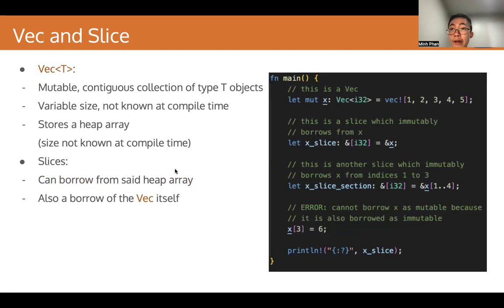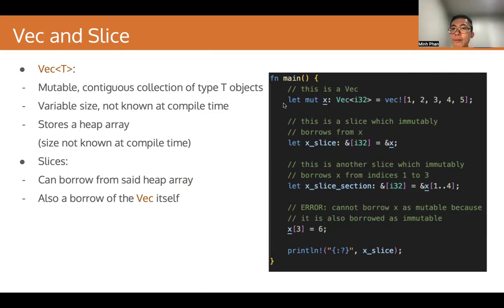A vector has mutable size, which is not known at compile time. And a vector, as we already saw from our review on data structures, stores a collection of data on the heap. In this case, an array on the heap, a heap array, whose size is also not known at compile time either. So it's not very similar to the array we saw from earlier, which lives on the stack and has known size, but that is also an array. And slices can also borrow from this heap array. This borrow is also a borrow of the Vec itself.